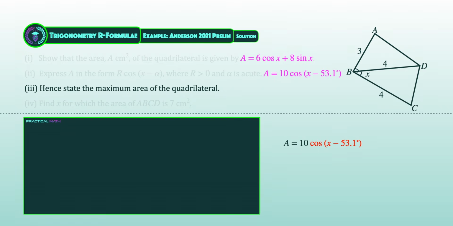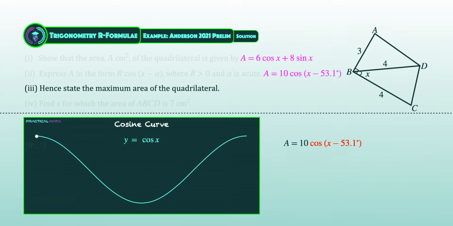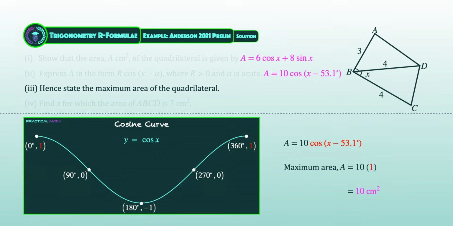To find the max area, we will need the graph of the cosine curve, which begins at a maximum of 1 when x is 0 degrees, and intersects the x-axis at 90 degrees before it reaches the minimum of -1 at 180 degrees. It will next cut the x-axis again at 270 degrees before ending its first period of 360 degrees at the maximum of 1 again. Since the max of any cosine function is 1 as seen in the graph, we will now replace cosine (x minus 53.1) with 1, and our max area will therefore be 10 square centimeters.